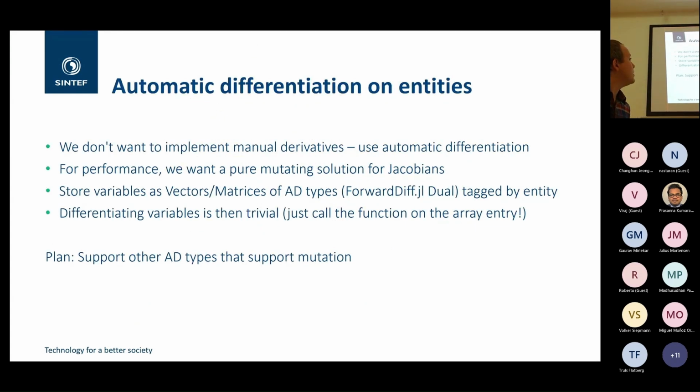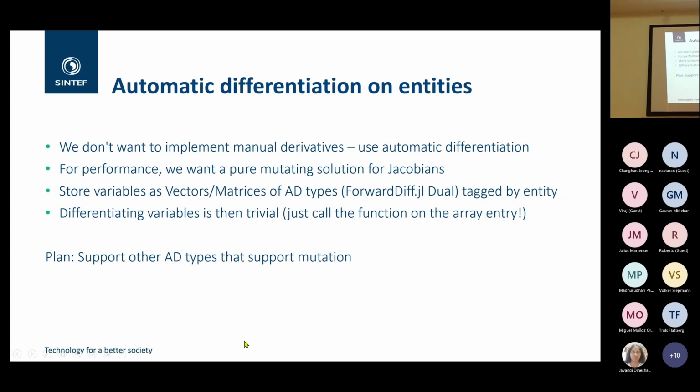Maybe I can skip some of this stuff. So to do this sensitivity analysis, we need automatic differentiation. We need to do that in the forward way as well. And the structure here is that we really want a pure mutating solution for Jacobians. We don't want to ever reassemble the sparse system we're working with. We don't ever want to allocate any memory during the simulation.